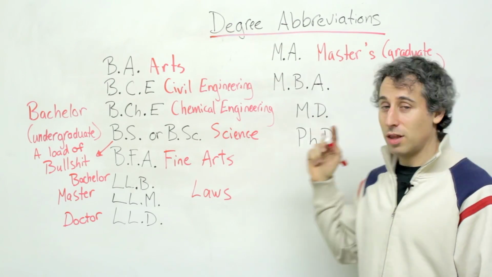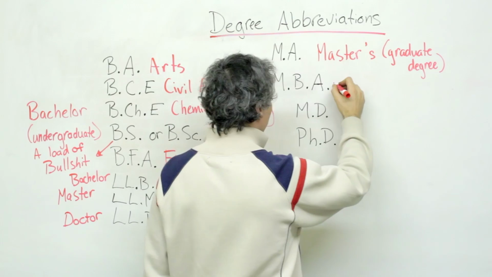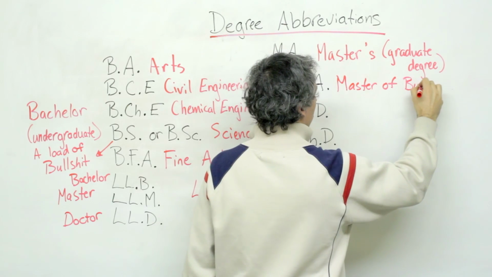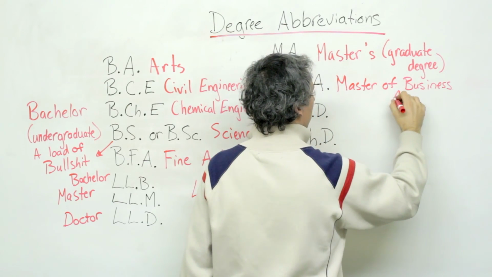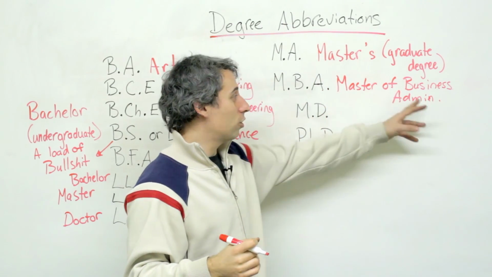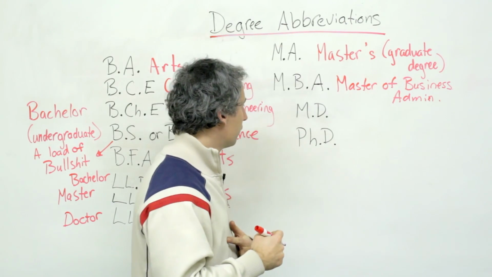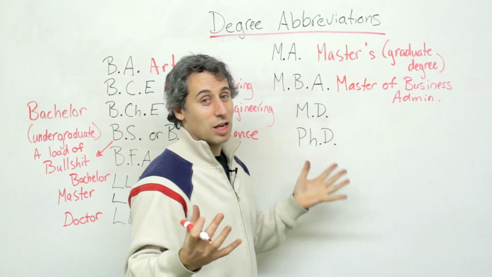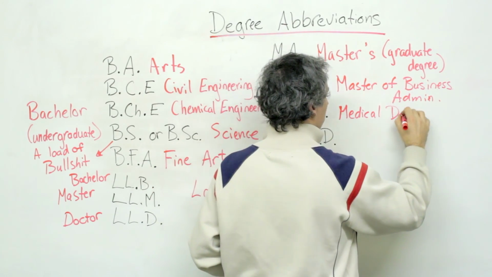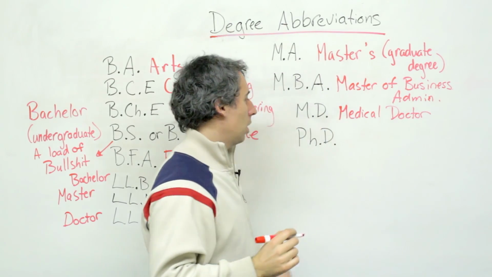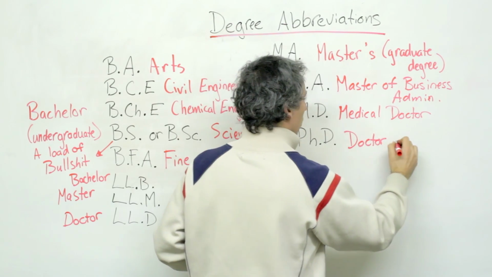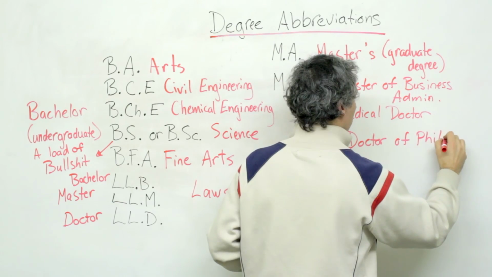So then there's the Masters of Business Admin. Admin stands for administration, so the Master of Business Administration. And the next one would be MD, which stands for Medical Doctor. And the last one is the PhD, which stands for Doctor of Philosophy.